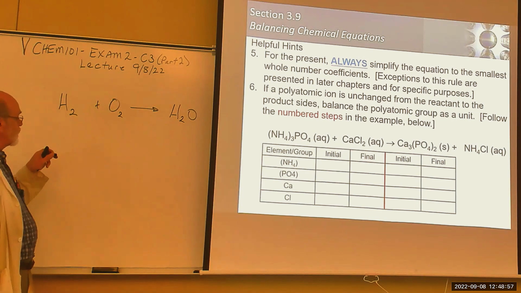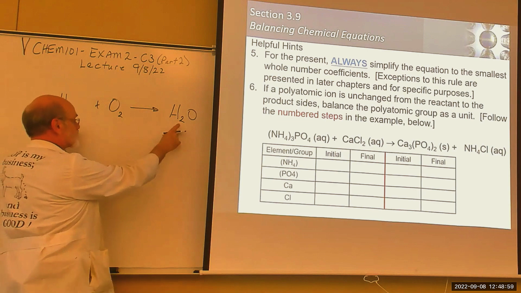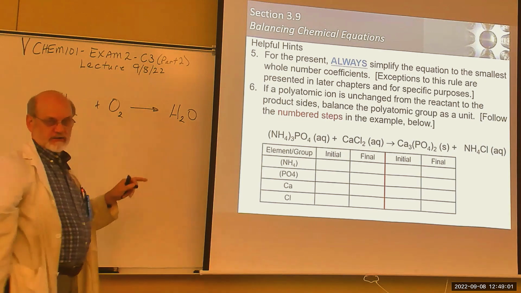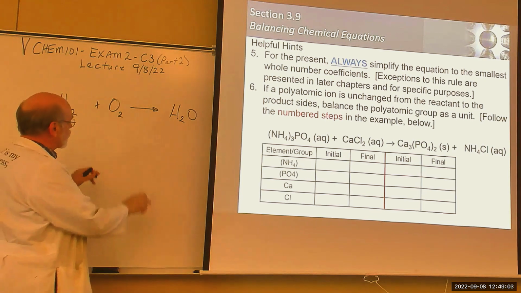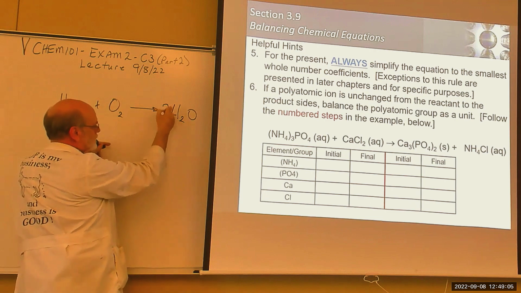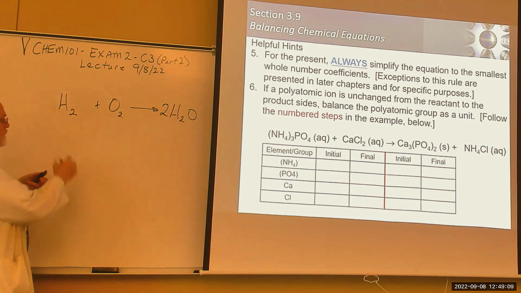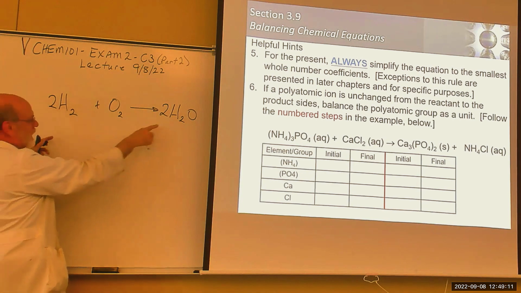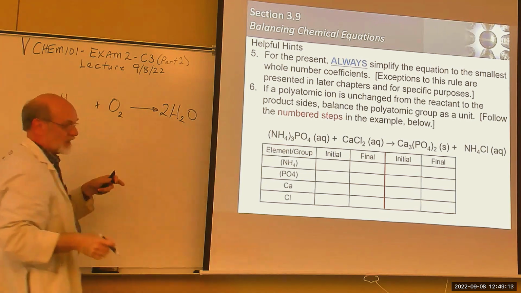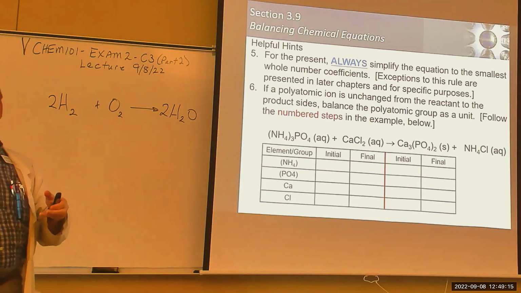Now, you can tell right off the bat, we've got the right number of hydrogens, but we don't have the right number of oxygens. So in order to get 2 oxygens on this side, you need 2 there. But now you've messed up the hydrogens. So now you need 2 here to make 4 hydrogens, 2 oxygens. That's balanced, and that's a really easy one.